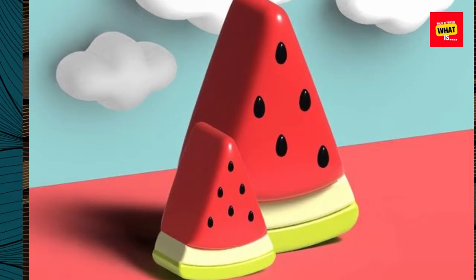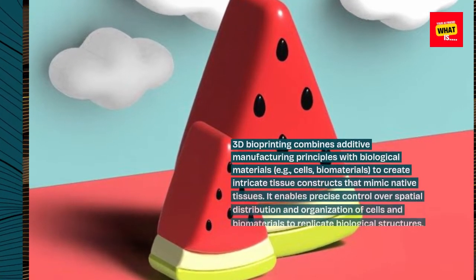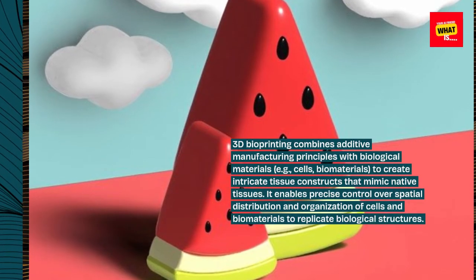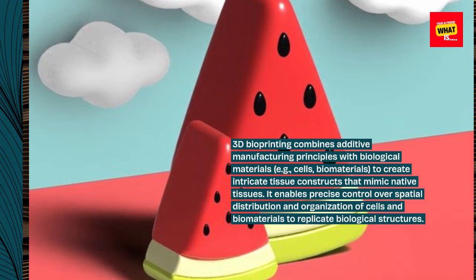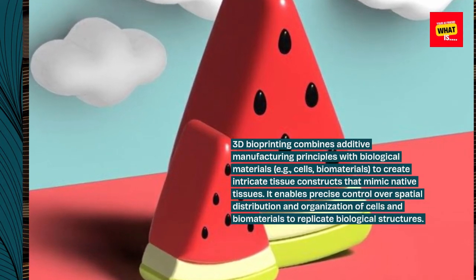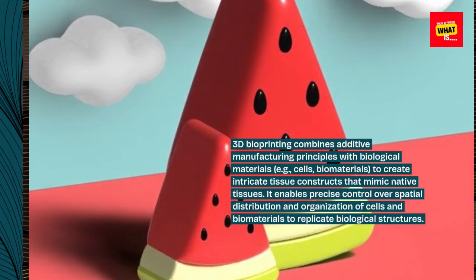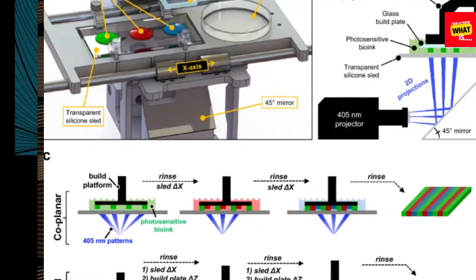3D bioprinting combines additive manufacturing principles with biological materials, e.g., cells, biomaterials, to create intricate tissue constructs that mimic native tissues. It enables precise control over spatial distribution and organization of cells and biomaterials to replicate biological structures. Steps to build a 3D bioprinter for tissue engineering.